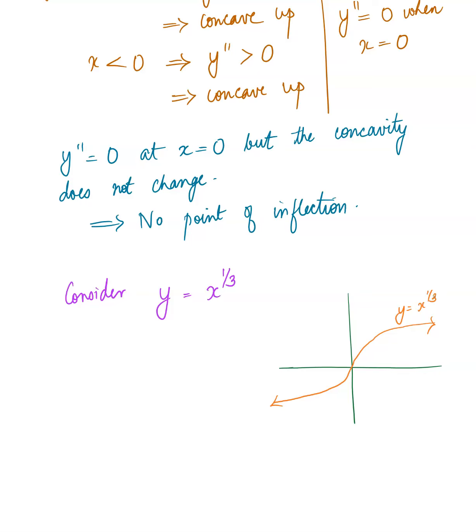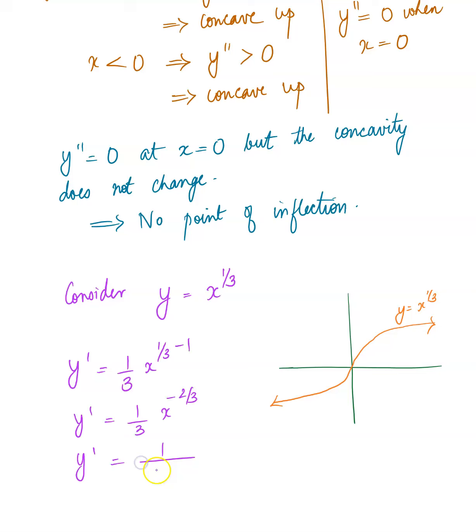Now look at this. What do you think about the concavity? Okay, there's a concavity, or rather, what is the concavity, to the left of 0 and to the right of 0. So y prime will be 1 over 3 x power 1 over 3 minus 1, which is 1 over 3 x power negative 2 over 3.